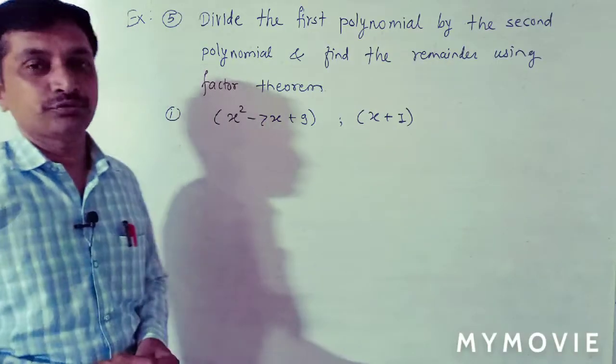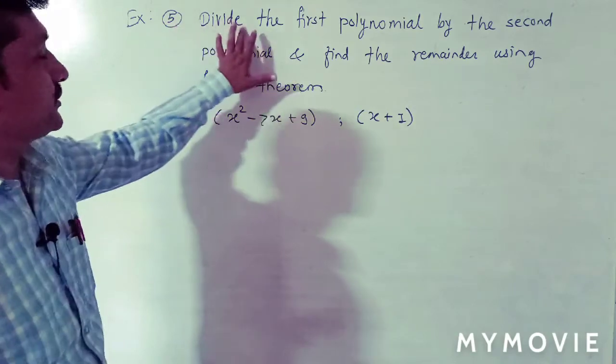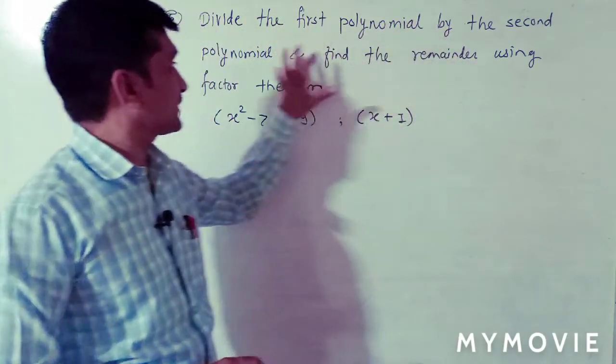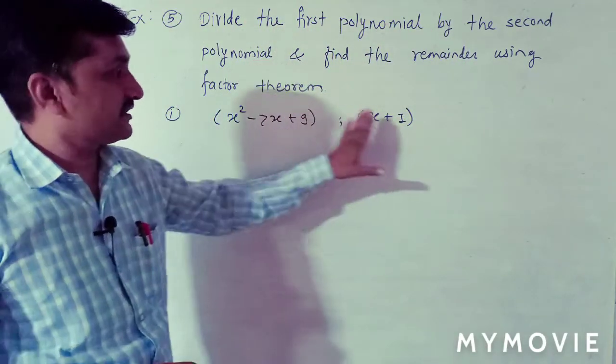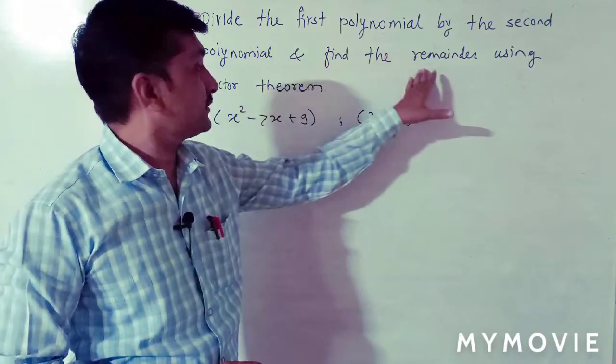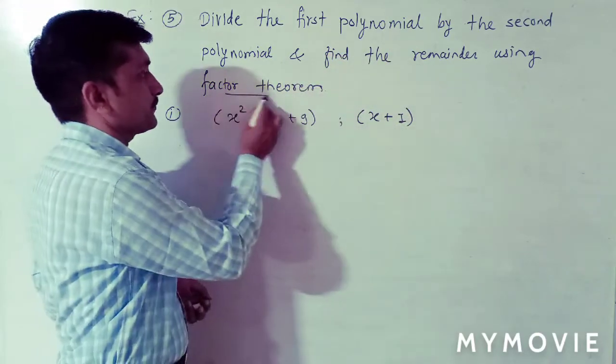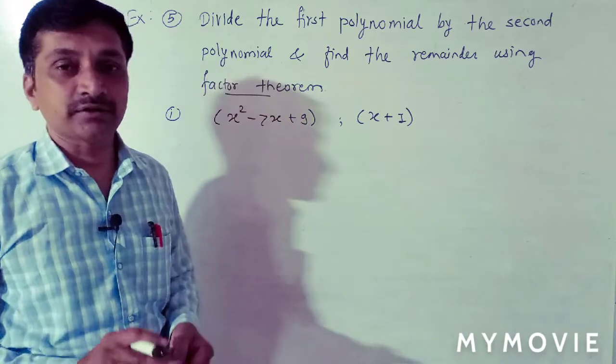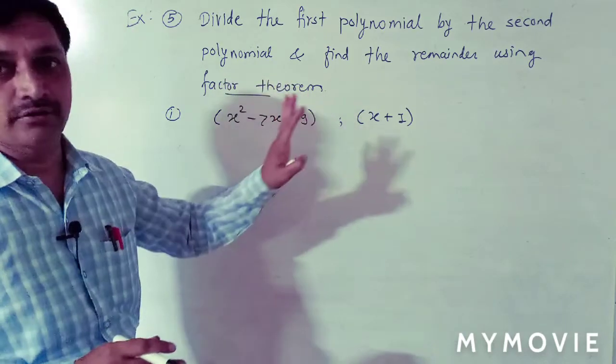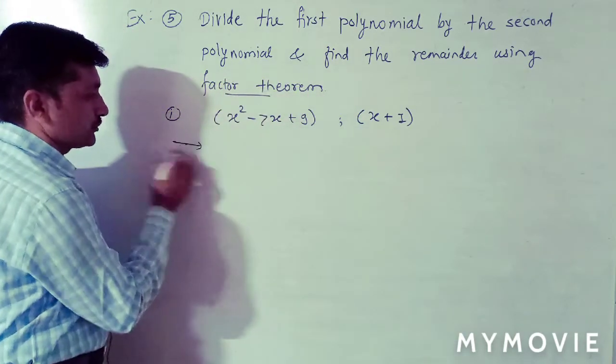After question number 4, there is question number 5. Divide the first polynomial by the second. The first is the dividend, the second is the divisor, and find the remainder using the factor theorem. By using the factor theorem, we have to find the remainder here. Now let's see the solution.